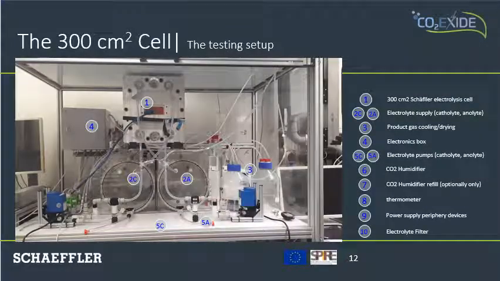This slide shows the periphery of the 300 square centimeter electrolyzer cell of the real hardware in detail. In the centrum of the assembly, the cell is located, number 1. The electrolyte supply, number 2A and C, is installed below the cell. The product gas cooling and drying is located at number 3. The box for the electronics is installed at number 4. The positions 5A and C are foreseen for the electrolyte pumps.